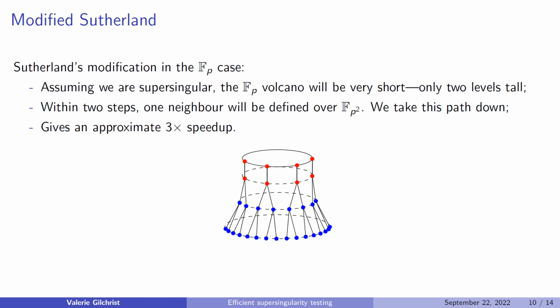So the first modification to the Seaside setting was actually given by Sutherland in his own paper, the original paper, which is assuming we are supersingular, then the FP portion of the volcano is actually going to be quite short. It's just going to be 2 levels, so those red dots. And so within 2 steps, you should be able to find one of those blue dots, which is going to be one of the FP squared neighbors. Once you find one of those neighbors, you're necessarily descending, and so you can abandon the other 2 paths. Because you're only following 1 path instead of 3, this gives about a 3 times speed up. Okay.